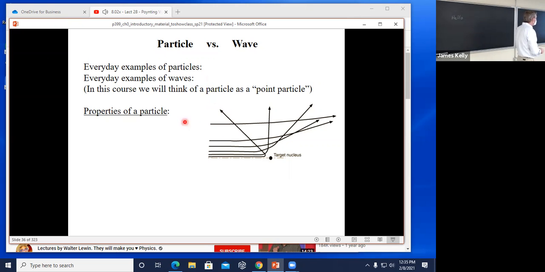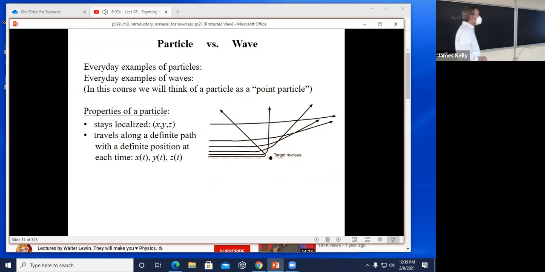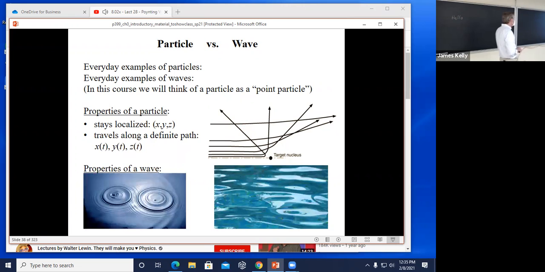So properties of a particle. Here's a bunch of particles being thrown at a nucleus at different impact parameters. That's how far you are from straight on to the nucleus. Here's one that's just grazing, it hardly gets deflected at all, but the closer you get to the nucleus, the more you might get bounced back. A particle stays localized. At any one time, it's at some position in space, and it travels along a definite path that you could parameterize by functions x of t, y of t, and z of t. We're not going to dwell on that too much because we're going to be talking about waves.